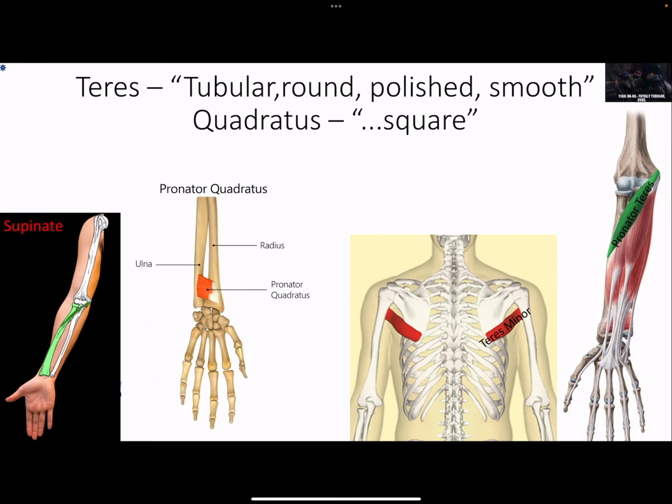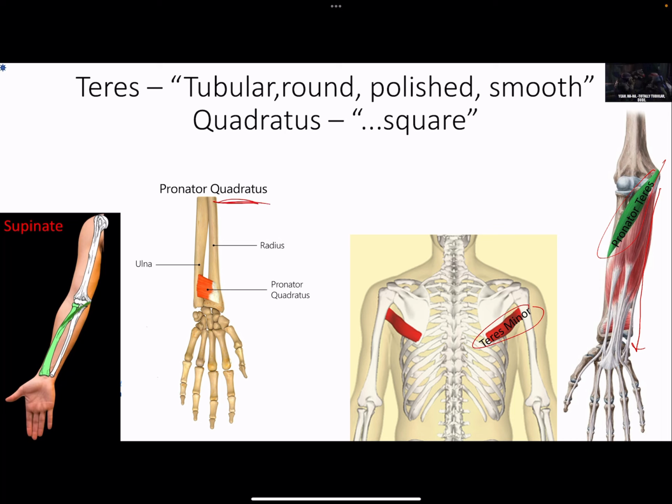All right, teres. Anytime we see the word teres, tubular, round, polished, smooth. So we see teres minor here in the back. I guess that's considered tubular. This is also considered tubular, and it's going between a radius and an ulna. It's going kind of a very, very lateral motion in terms of how the muscle is projecting, while most of the other muscles are going all the way from proximal to distal. That's how, again, we know the pronators versus the supinators.